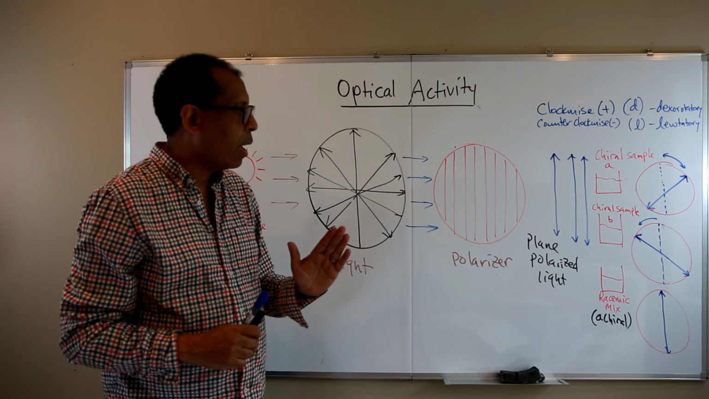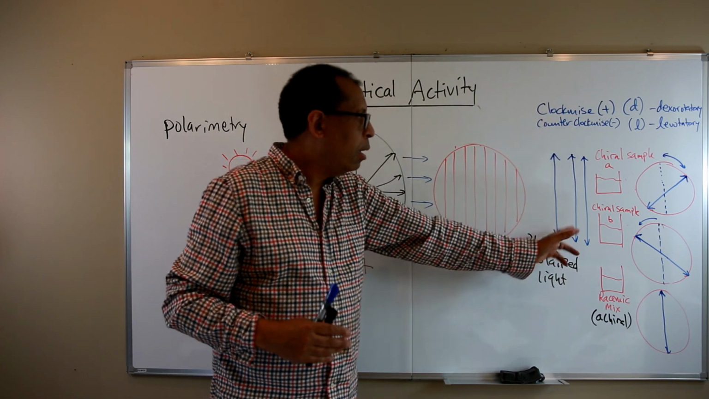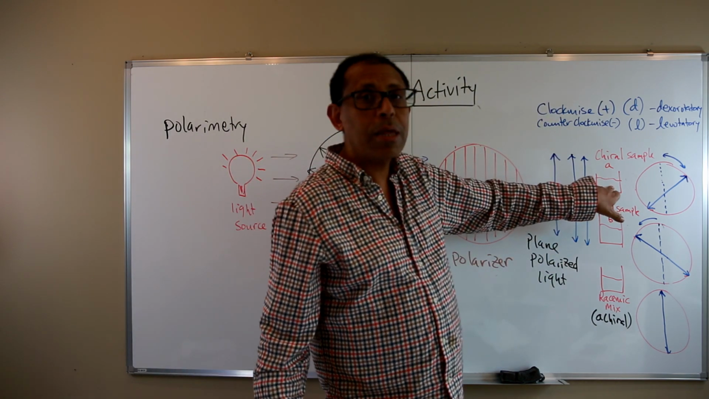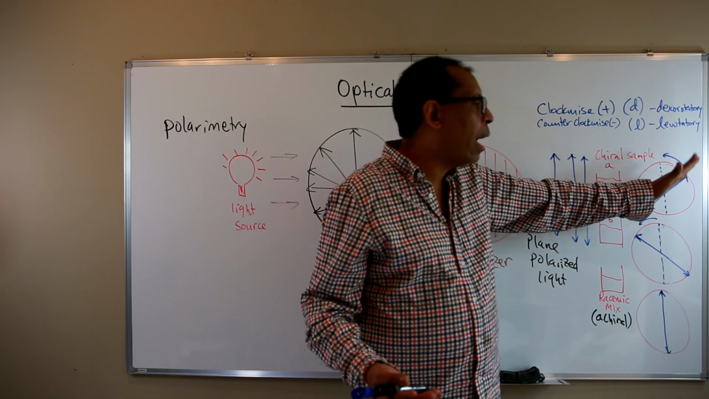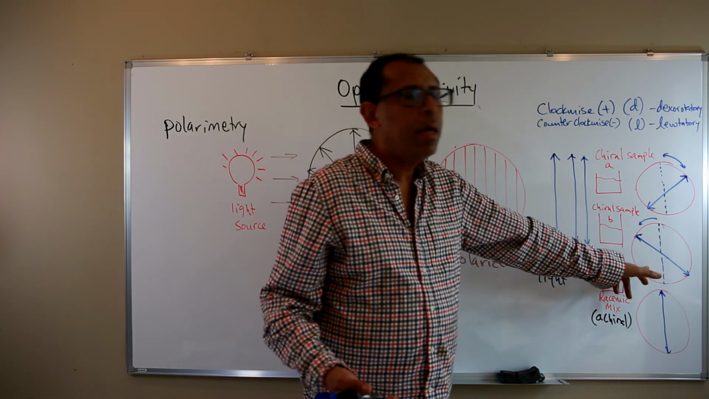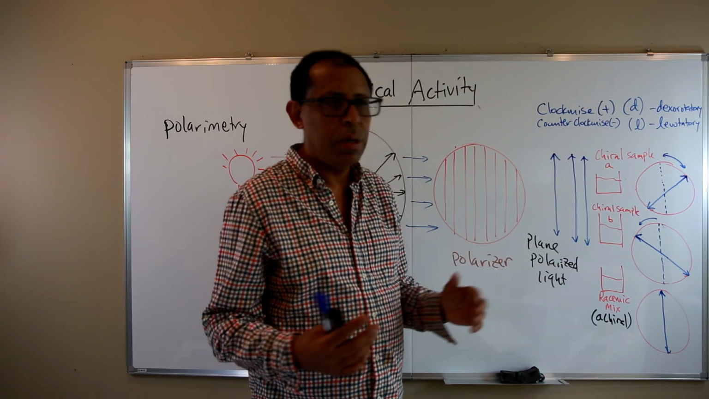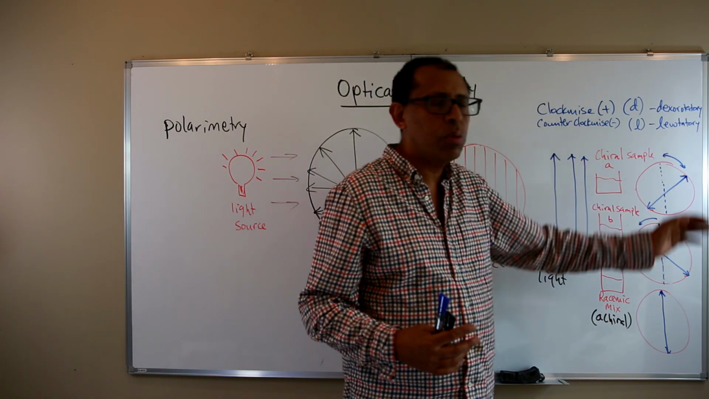That means a vertical angle. It could be horizontal, but a well-defined angle. When it interacts with a chiral sample, a chiral compound, it either deflects in the negative direction or in the positive direction. So it doesn't really matter how much. The only thing is how much it will deflect.